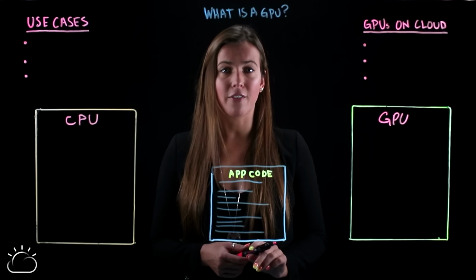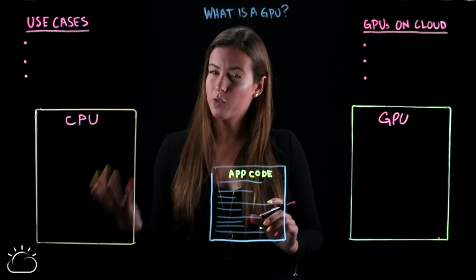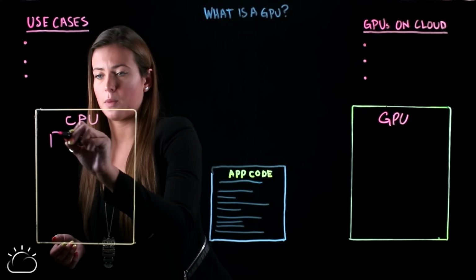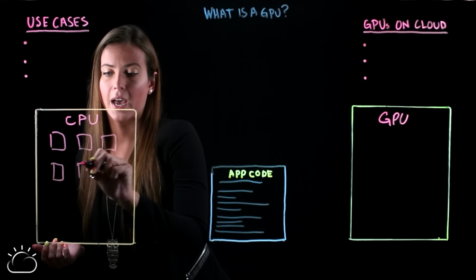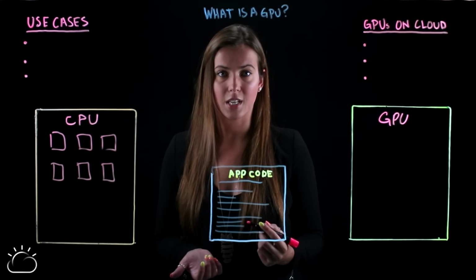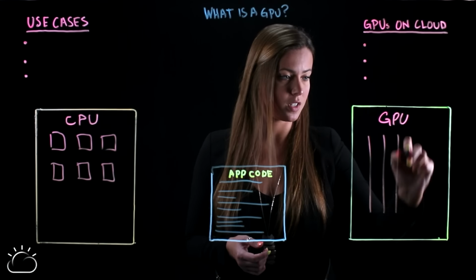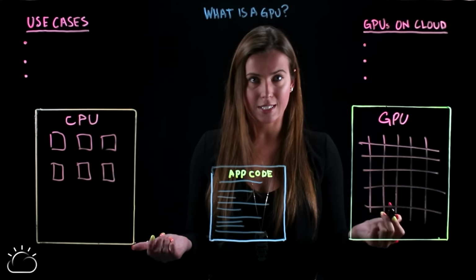GPU stands for Graphic Processing Unit. But oftentimes people are more familiar with CPUs. CPUs are actually made up of just a few cores. You can think of these cores as the power or the ability of a CPU to do certain calculations or computations. On the other hand, GPUs are made up of hundreds of cores.